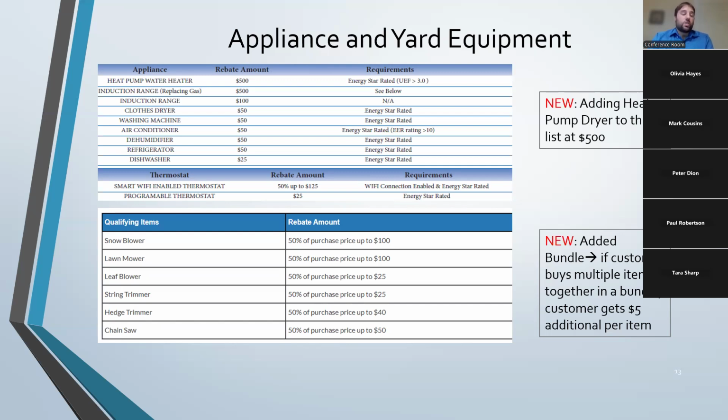It's a nice little bonus because a lot of times they sell, at Home Depot, Lowe's, what have you, these battery packs that go into all the different lawn equipment pieces, and so there's a lot of bundles that are offered. And we like that because then you're replacing more of those things.